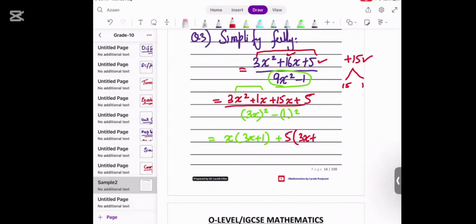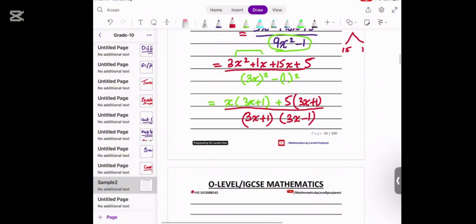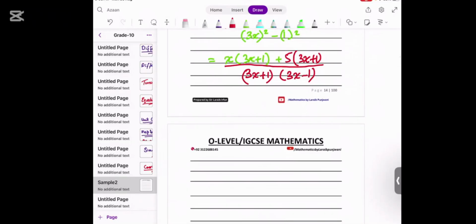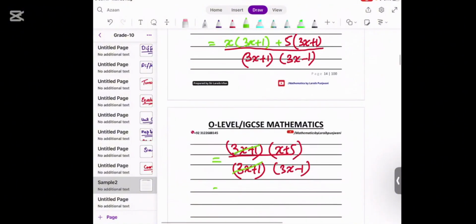So 3x plus 1. In the denominator, I will apply the formula, so this will become a plus b and a minus b. Now we will simplify this. So we have 3x plus 1 and x plus 5 in the numerator. In the denominator, we have 3x plus 1 and 3x minus 1. So these two will be cancelled out. So the final answer will be x plus 5 divided by 3x minus 1.